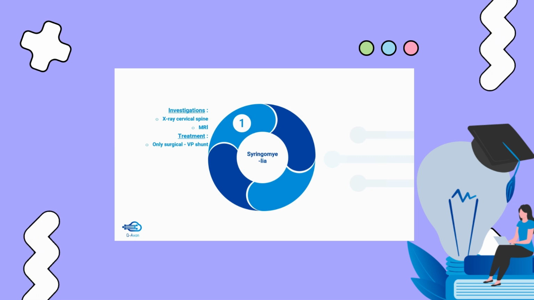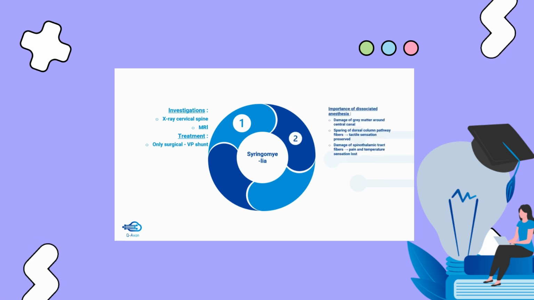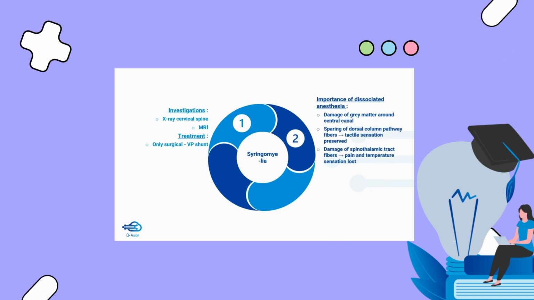Then our next question was, what is the importance of dissociated anesthesia? Well, it signifies damage of grey matter around the central canal, and there is a sparing of a dorsal column pathway and tactile sensation is preserved. So, for that we need to know the anatomical basis of these pathways, where these pathways, dorsal column and anterolateral spinothalamic tract, are travelling in the spinal cord.